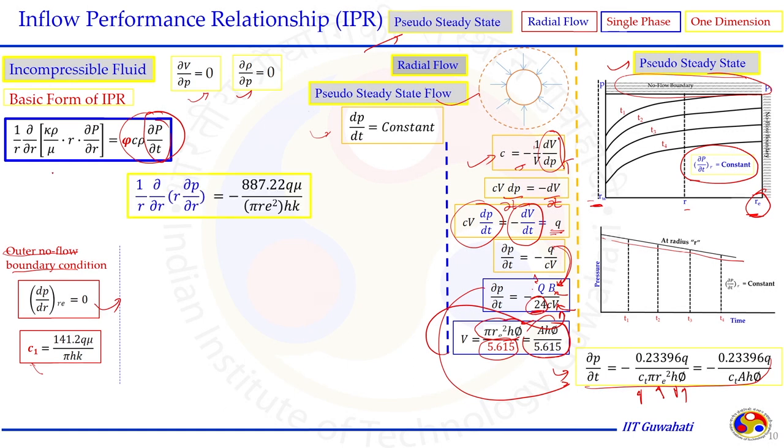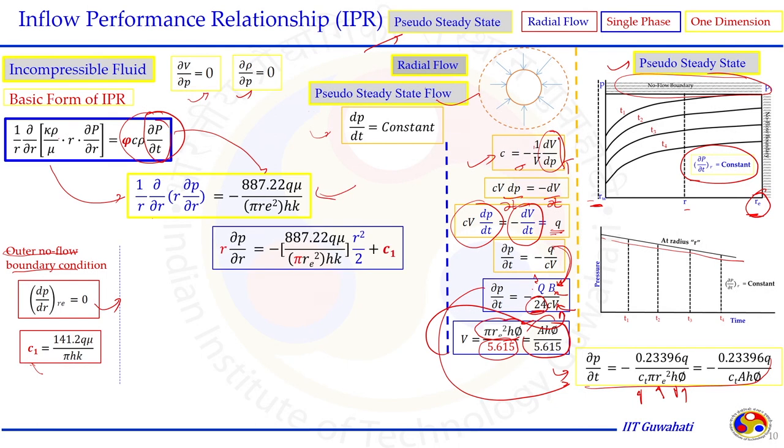So let's start with the basic IPR equation. We can replace this term here, adjust the parameters, and now this form, by putting the rho value everything, we can adjust this expression. This expression can be integrated and we are getting this C1 term here. This R will go here, integrating this will become R square by 2.